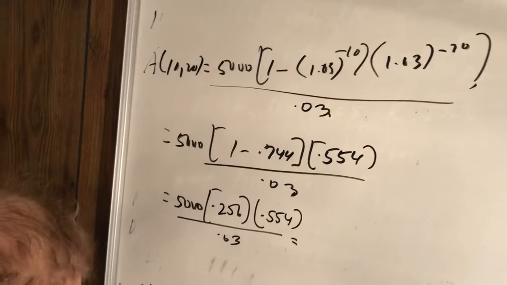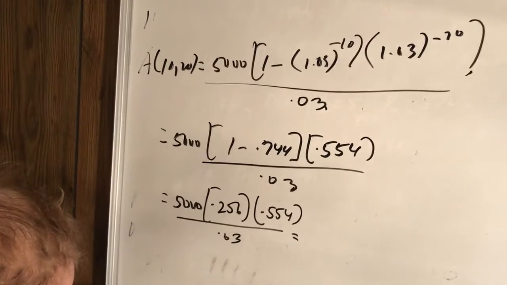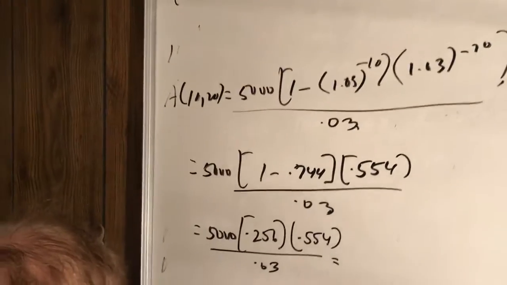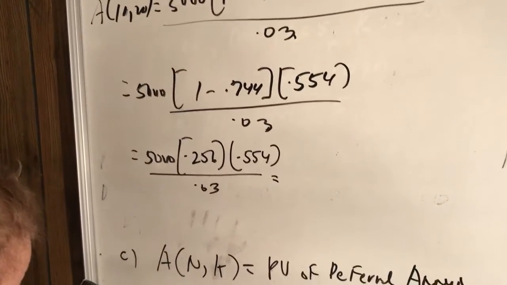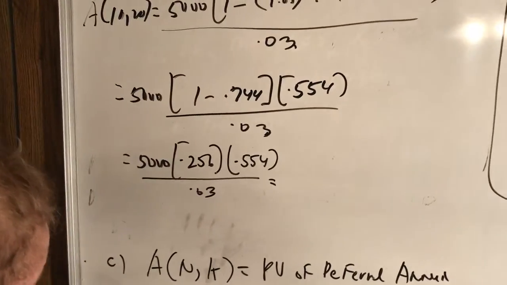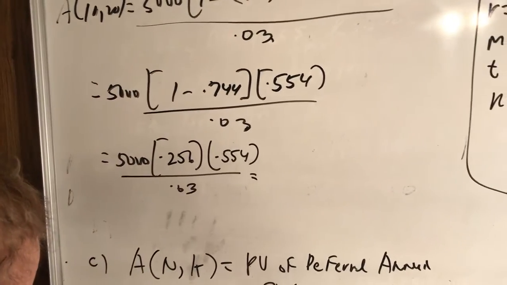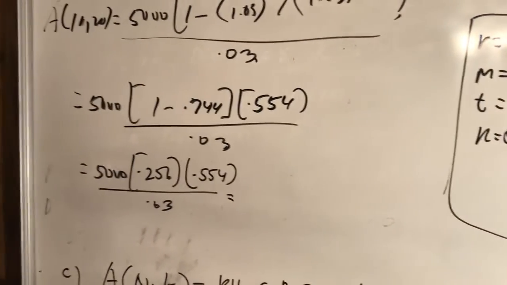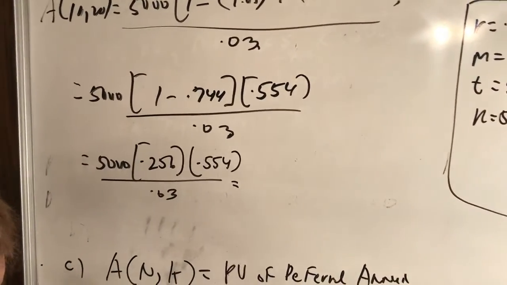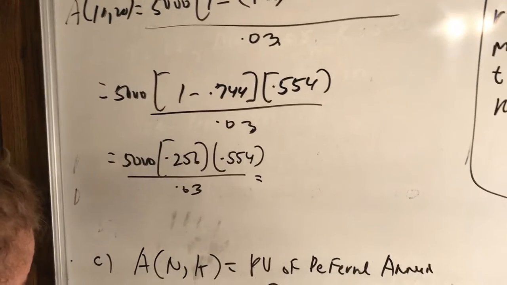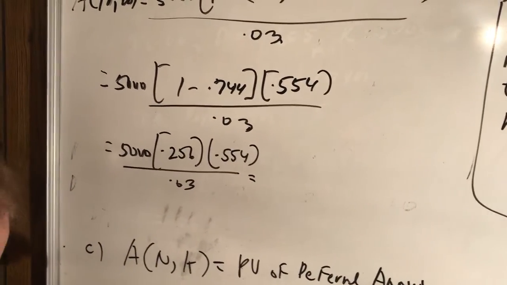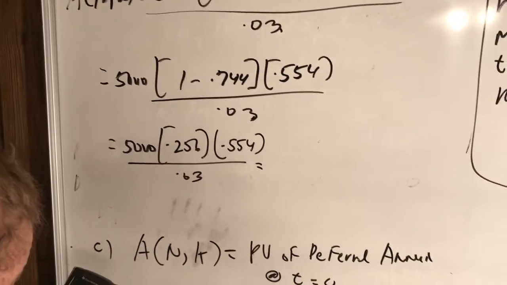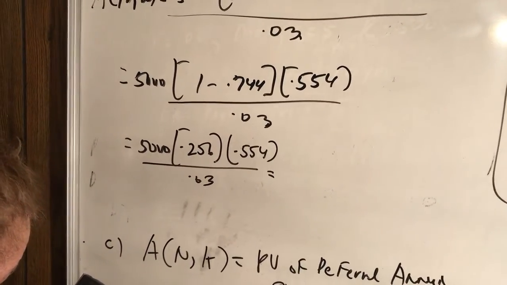Let's do that again. 0.256 times 0.554 equals, really? I guess that's right. Let's try that again. You divide by the 0.03? Not yet. I do it in steps, so I can follow it when I make a mistake. It's called an audit trail. 0.554 should be about 600, right?